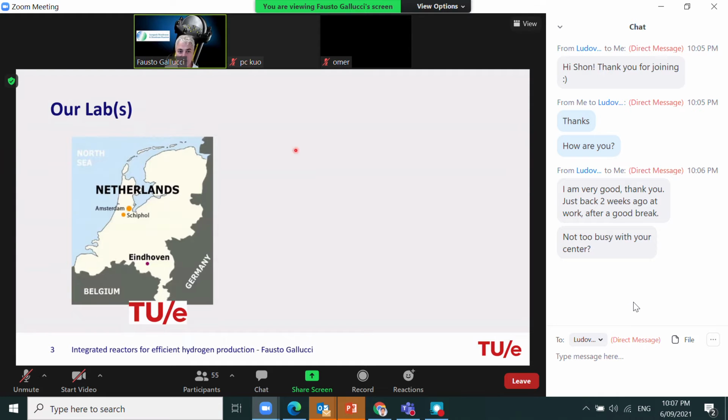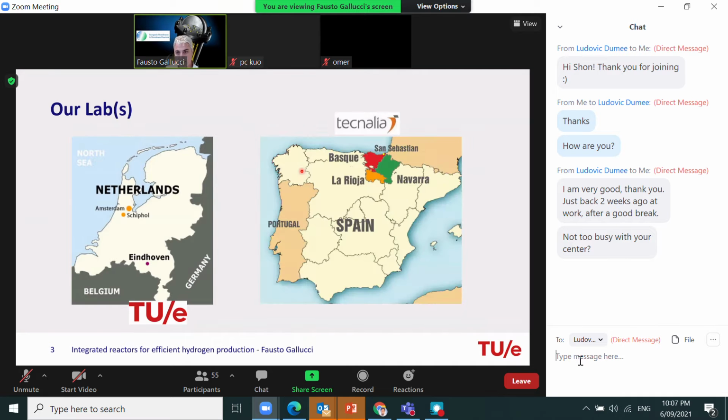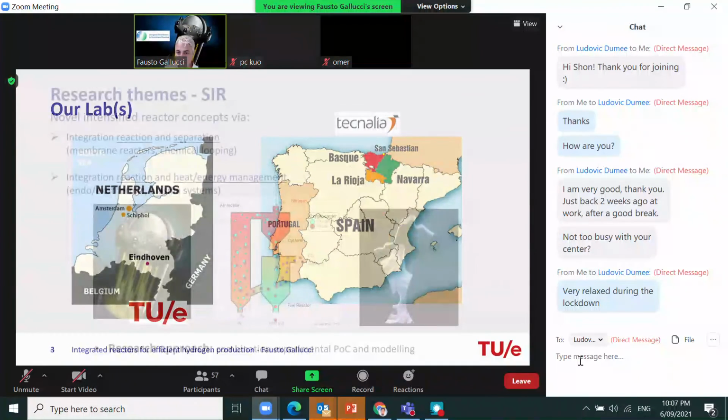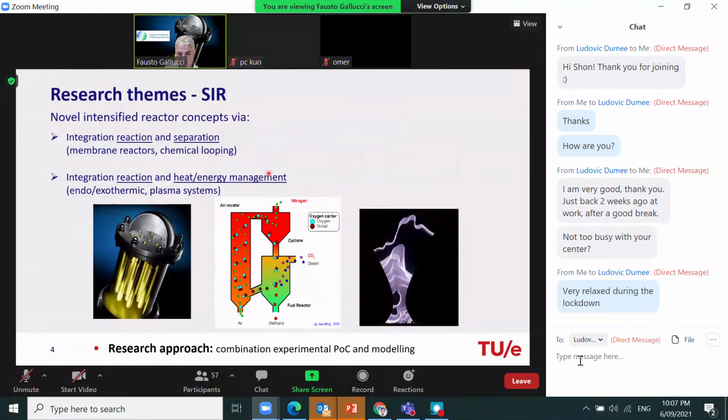I say our labs because in the last 10, 12 years, I'm working quite close to Tecnalia in Spain, in the north of Spain, San Sebastian. And actually what we do is a very strong exchange of material, people, labs, and so on. So what I show today is something that we developed together with Tecnalia in the last 10 years. And I believe that in April or May, you got also a presentation from Alfredo Pacheco, who is the researcher in Tecnalia. I collaborate on membranes.